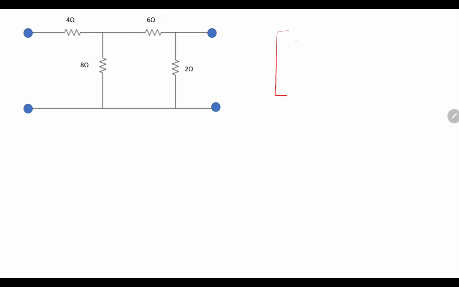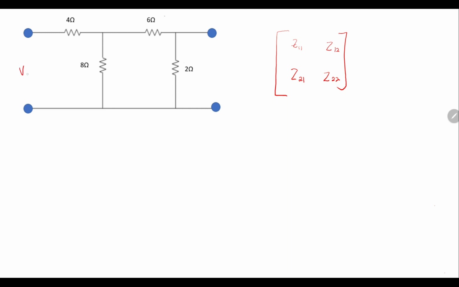Remember that this is the impedance for Z11. This one is impedance Z12. This one is impedance Z21. This one is impedance for Z22. So you will find these four impedance parameters for this two-port network circuit.